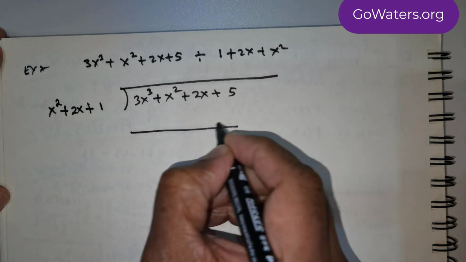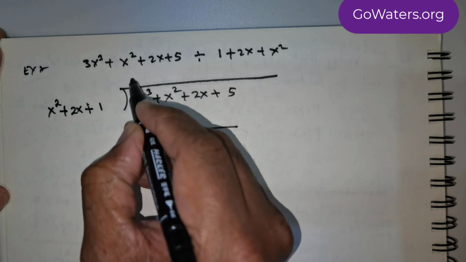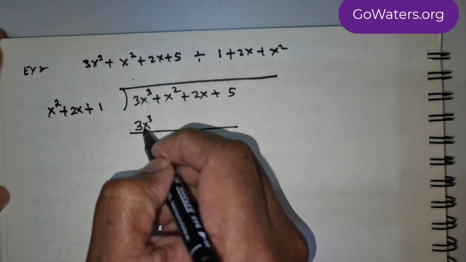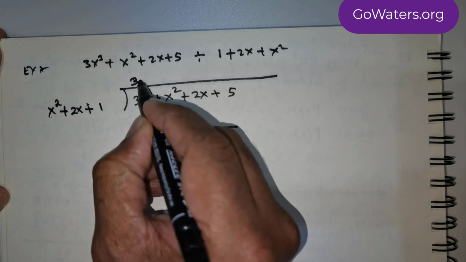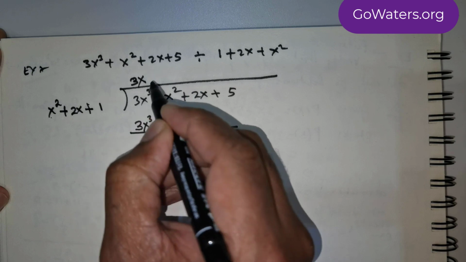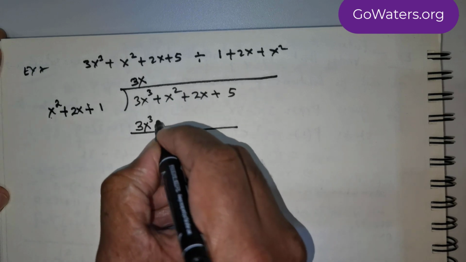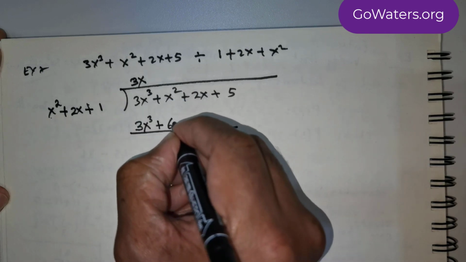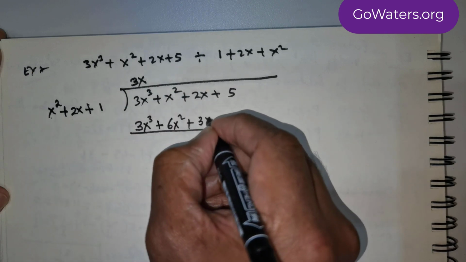So foremost, you draw a line. Immediately you place 3x cubed. Now find out what you should place here, so that it multiplied by the first term produces 3x cubed. Clearly 3x should be there, because 3x multiplied with x squared will give me 3x cubed, followed by 3x multiplied with 2x, that's going to give me 6x squared, followed by 3x multiplied with 1, that's going to be 3x.